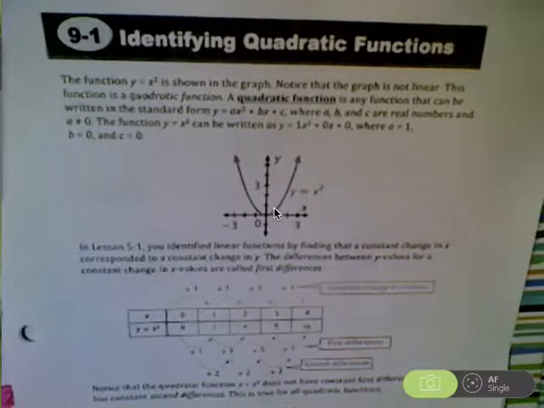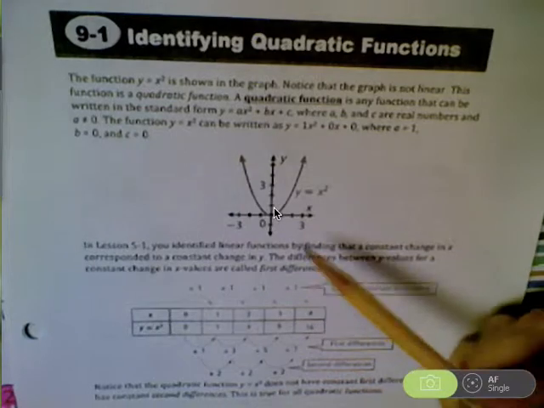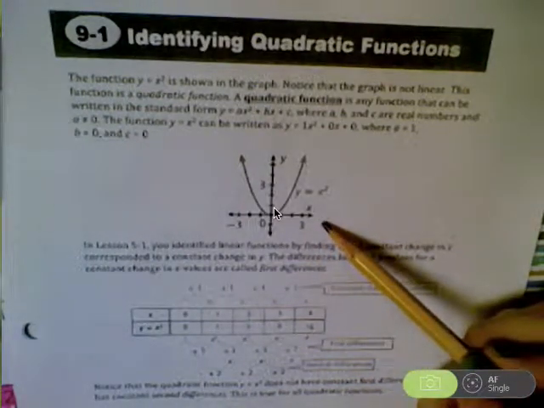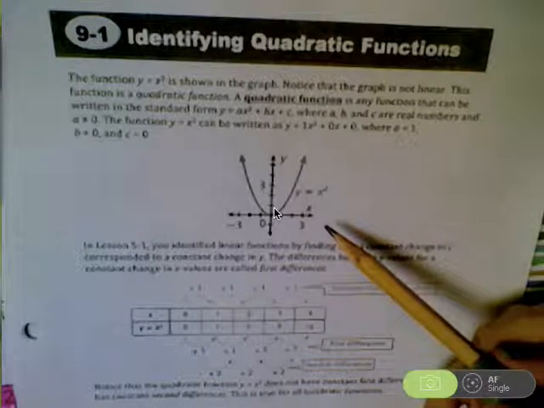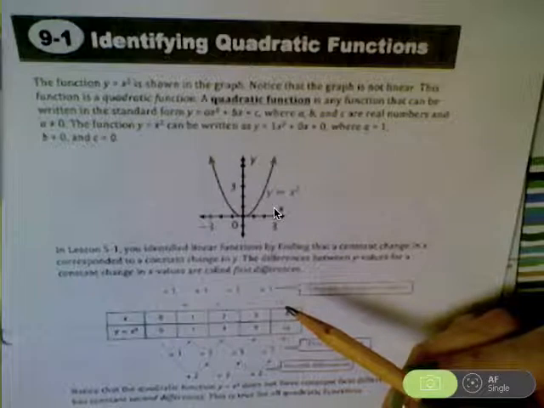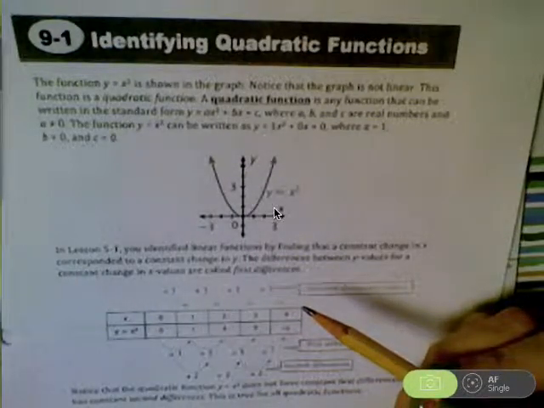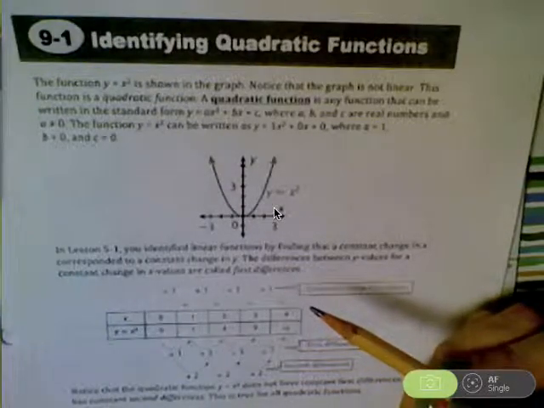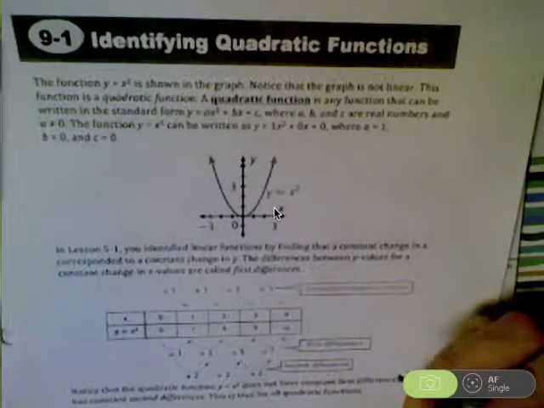If you'll look at the top paragraph on your notes, it says the function y equals x squared is shown in the graph. Notice that the graph is not linear. This function is a quadratic function. A quadratic function is any function that can be written in the standard form y equals ax squared plus bx plus c, where a, b, and c are real numbers and a does not equal 0. The function y equals x squared can be written as y equals 1x squared plus 0x plus 0, where a equals 1, b equals 0, and c equals 0.